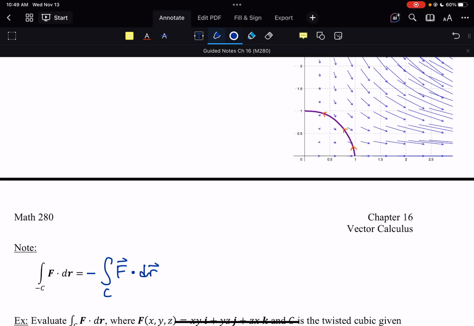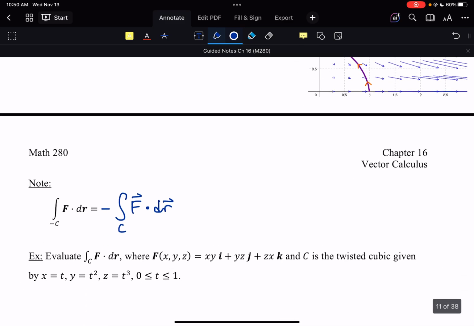The reason this happens with vector fields in particular is because of the tangent vectors. Like the tangent vector, if we're going that direction, points that way. But if we're going the other direction, it points that way. Okay, so direction and orientation are very important when it comes to evaluating line integrals, especially with vector fields.